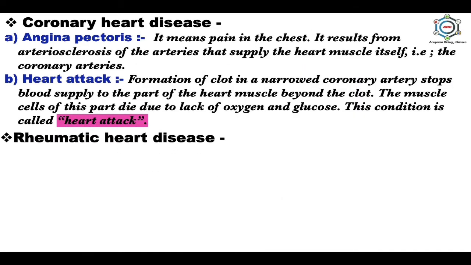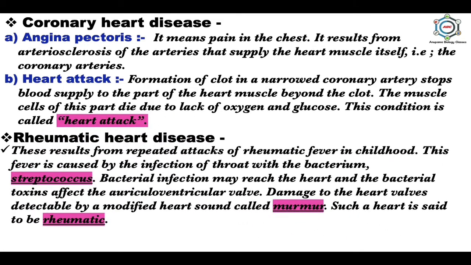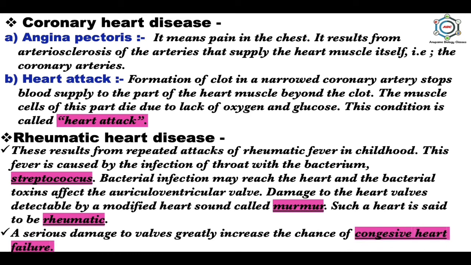Now rheumatic heart disease. This results from repeated attacks of rheumatic fever in childhood. This fever is caused by the infection of the throat with a bacterium. That bacterium is Streptococcus. The bacterial infection may reach the heart, and the bacterial toxins affect the auriculoventricular valve. So, the damage to the heart valve is detectable by a modified heart sound called a murmur. Such a heart is said to be rheumatic. And serious damage to the valves greatly increases the chances of congestive heart failure.